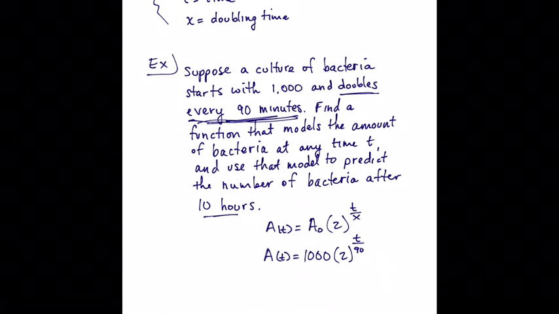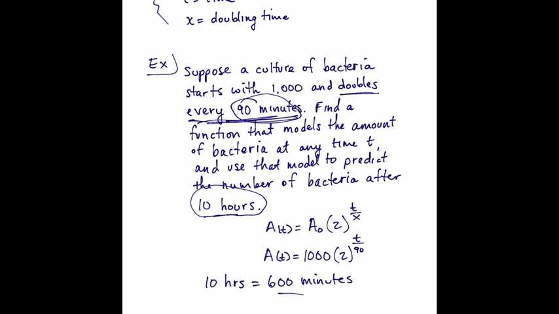Now, one common mistake that students make in a problem like this is mixing units of measure of time. What I mean is the doubling time they've been given is 90 minutes, but it's asking us to find a number after 10 hours. Hours and minutes are different measurements of time. So we've got to make sure that those match. I wouldn't plug in 10 for t because that's in terms of hours, and the doubling time here, 90, is in terms of minutes. So 10 hours is 600 minutes.